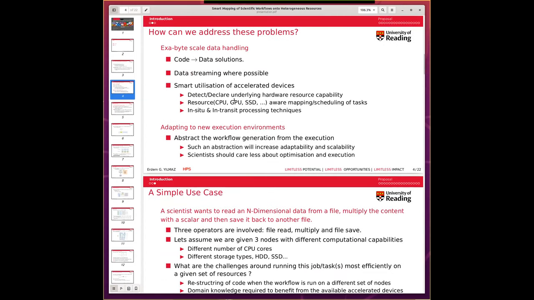Our approach was smart utilization of accelerated devices to tackle the first problem, alongside data streaming and code to data solutions. And to address the second problem, we will be presenting a solution where the workflow is abstracted from its execution, such that the scientists would care less about the optimizations required and the execution. And we will also gain adaptability and scalability by doing so.